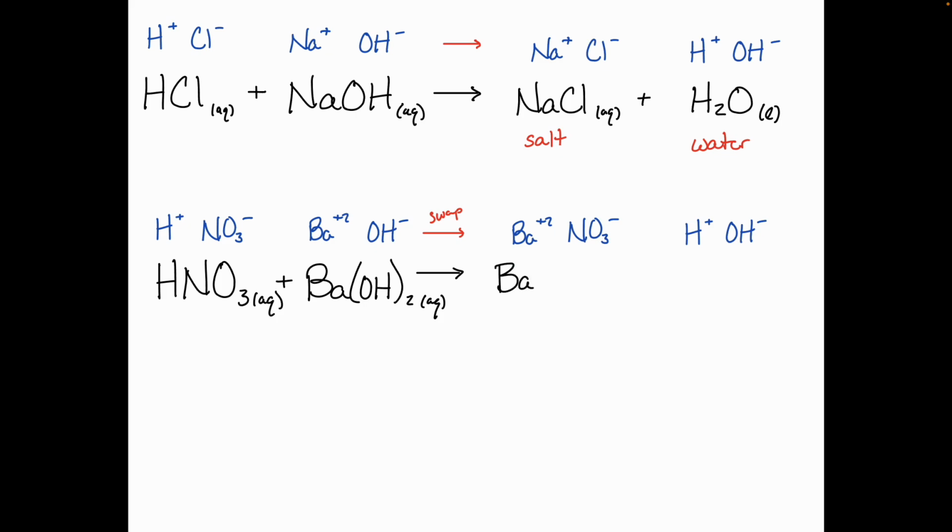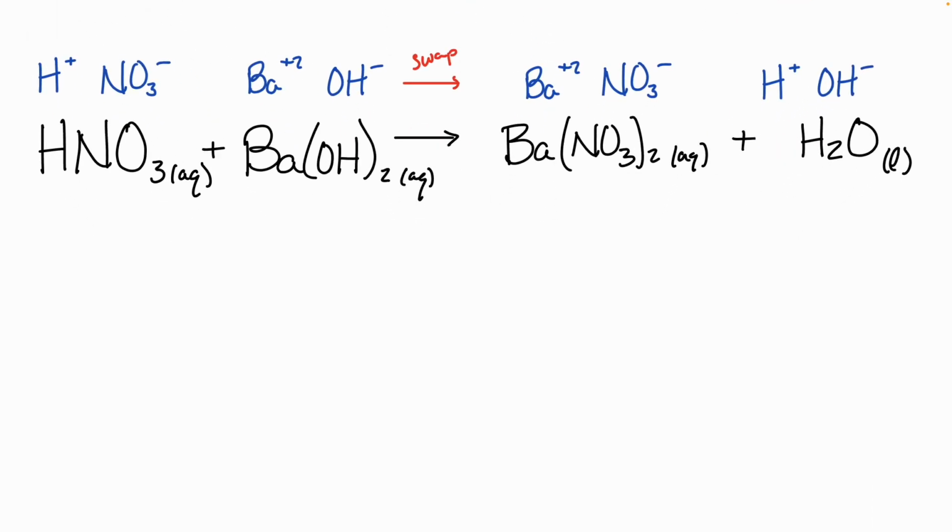I need to put my 2 plus barium with my 1 minus nitrate, so I'll need 2 of them. That's AQ. And then my hydrogen ion and my hydroxide ion will form liquid water. Am I done? Close, but I've got to balance this chemical equation. Don't forget that very last step here to balance your chemical equation. Since I had 2 hydroxides in this reaction, I'm going to need 2 of my hydrogen ions, and that will make 2 water molecules.